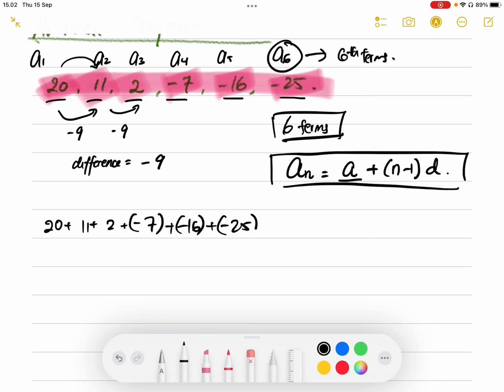There's a formula for this. The general formula is Sn equals n over 2, times the first term and the last term added together. This is the general formula.